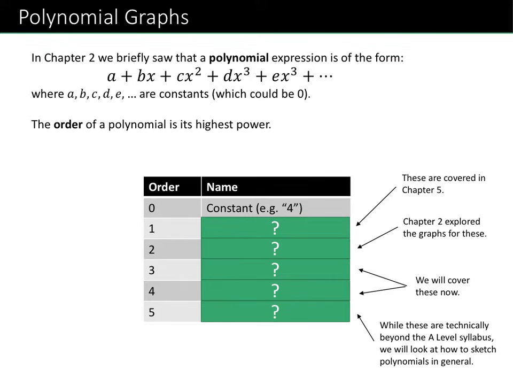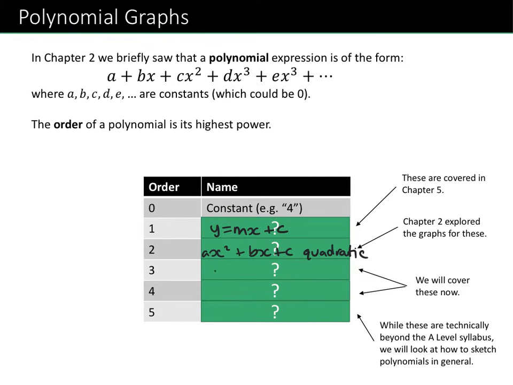Okay then, so when we're talking about the highest power, we actually call it an order, okay? So the order of a polynomial is its highest power. The order of 1 is going to be, for example, a straight line, isn't it? Y equals mx plus c. The highest power is x to the power of 1. The order of a polynomial with 2, that's going to be a quadratic. So that's going to be ax squared plus bx plus c. Okay, this is a quadratic.